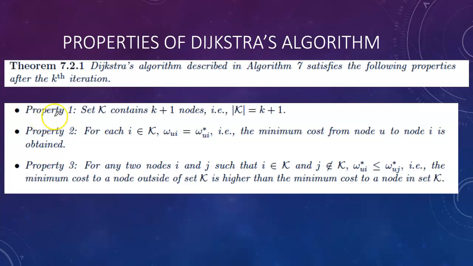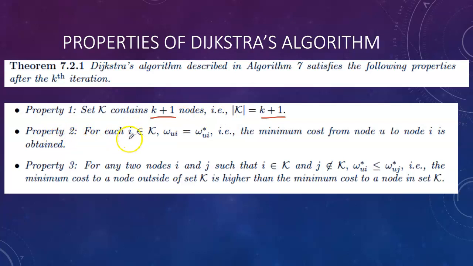Property 1 is the set K contains K plus 1 nodes. Why is the size of K plus 1? This is quite trivial actually, because initially the size of set K is 1, and in every iteration it is increased exactly by 1. So after K iterations, the size is K plus 1. This also shows that if the size of the network is n, there are n minus 1 iterations. All right. So property 2 is more interesting.